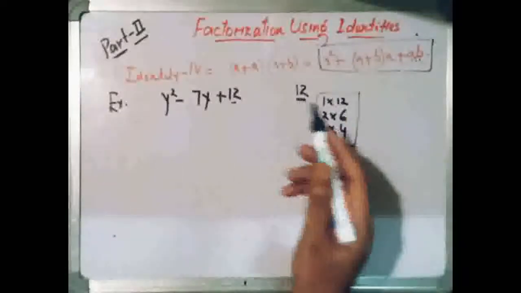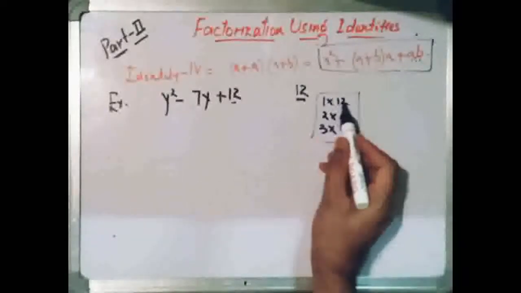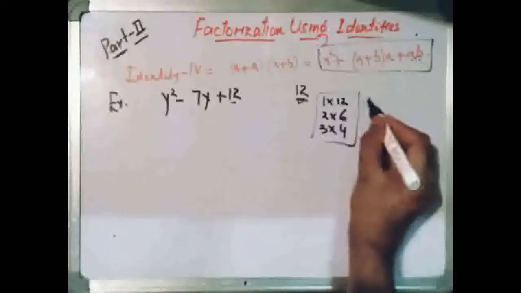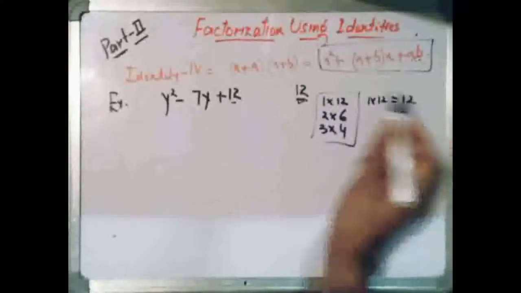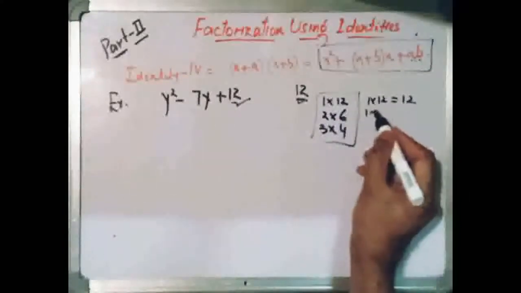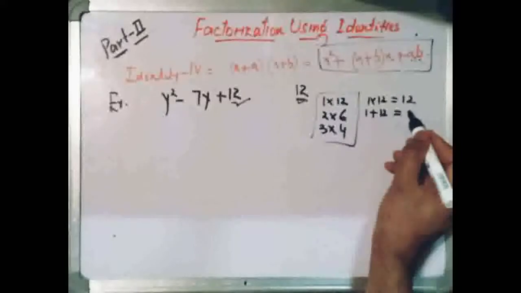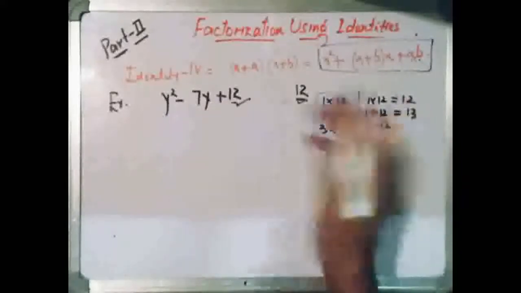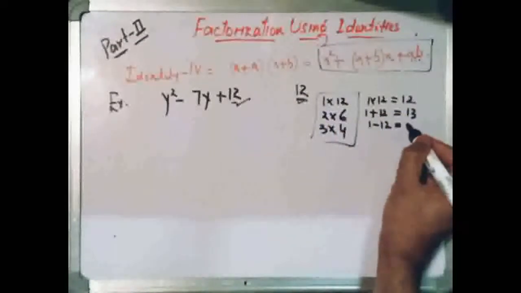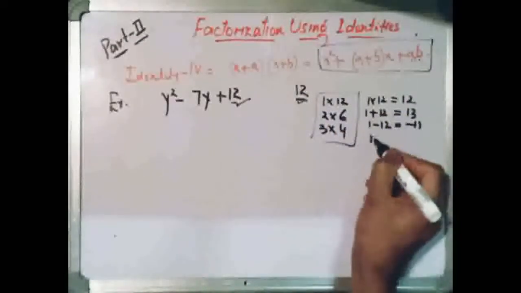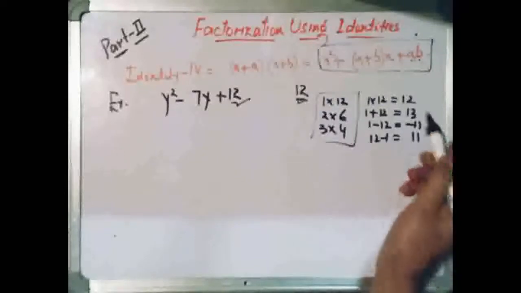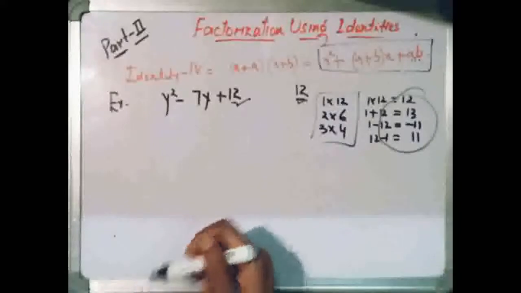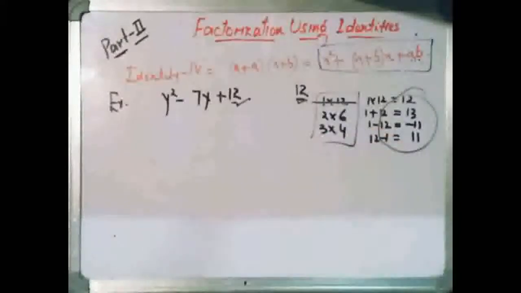Now, multiplying these two, 1 into 12 is equal to 12, which is equal to q. But 1 plus 12 is equal to 13. That's not equal to 7. And 12 minus 1 is equal to 11. So this seems not a right choice, so we can rule out these two factors.